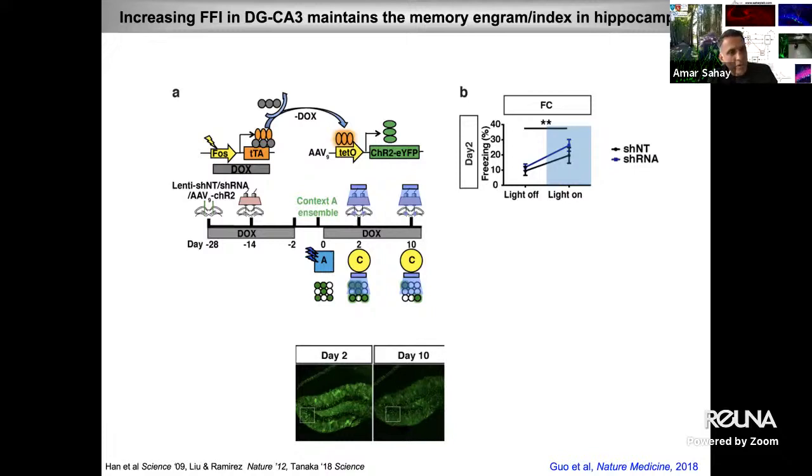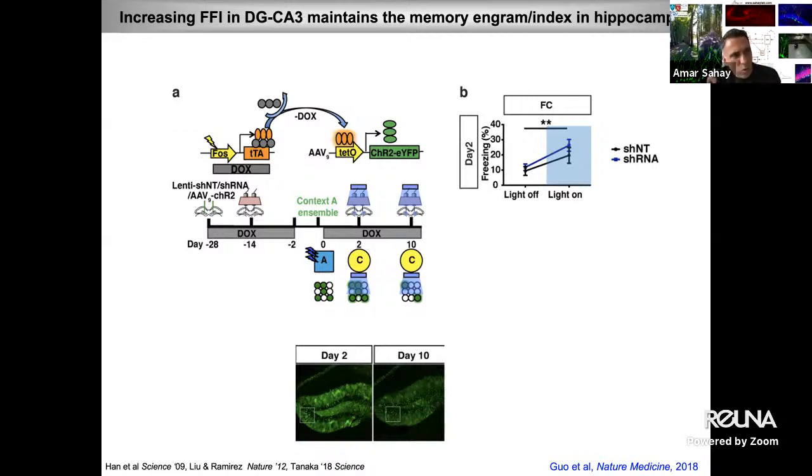In one group of animals, we increased feed-forward inhibition, and the other group of animals received the non-target shRNA, the controls. Consistent with prior work, we found that at the recent time point, at day 2, in both groups of animals, when you stimulated the ensemble of context A, when the animals were placed in a very different context, context C, the animals now expressed high levels of freezing, suggestive of retrieval of that memory of context A. And this has been replicated by many different labs and was first demonstrated by Liu, Ramirez, and Susumu Tonegawa.